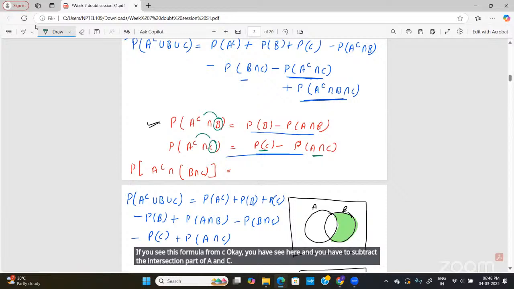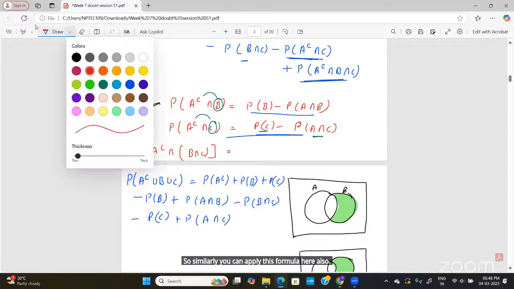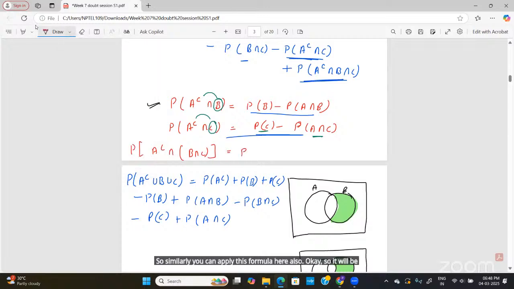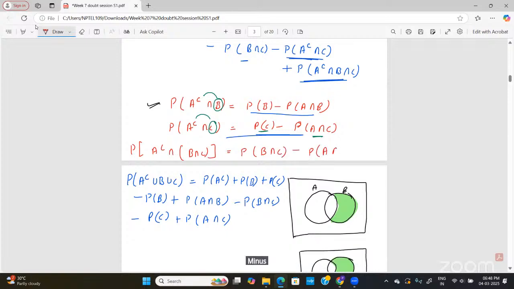So similarly, you can apply this formula here also. It will be probability of B intersection C minus probability of A intersection B intersection C. Do you understand this formula? The last third one. Yes, ma'am. It follows the first one. Similarly, I have written this one.